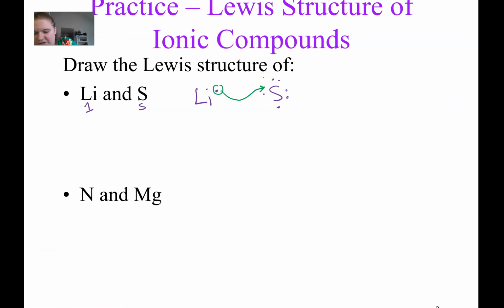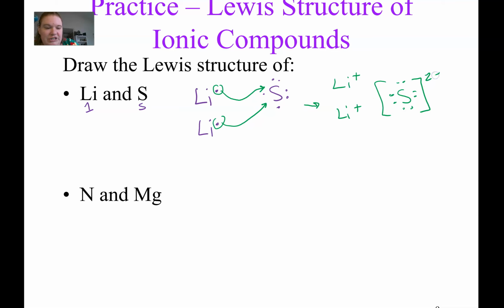But we know that sulfur wants to have one more electron, so that means I need another lithium in the mix. So I'm going to take that electron and transfer it right there. So what we end up with is a lithium with a 1 plus charge, a lithium with a 1 plus charge, and a sulfur with 8 electrons with an octet surrounding it, and a 2 minus charge because it gained 2 electrons. So we end up with Li2S.